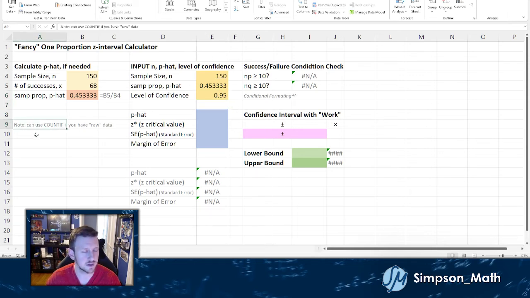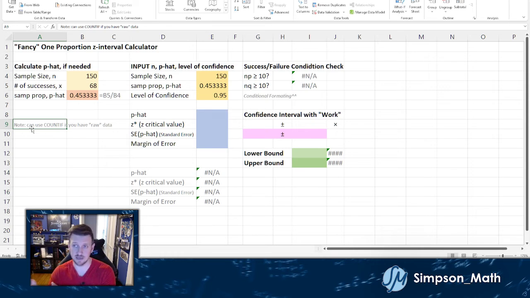Oh, this note, so I can delete it. If for some reason you have a list, especially if you're working with a client, and your boss says, hey, I have this data, we got this survey, and you have a spreadsheet full of everybody's responses, and you need to count up the number of people who said yes and the number of people who said no, then use the COUNTIF function.